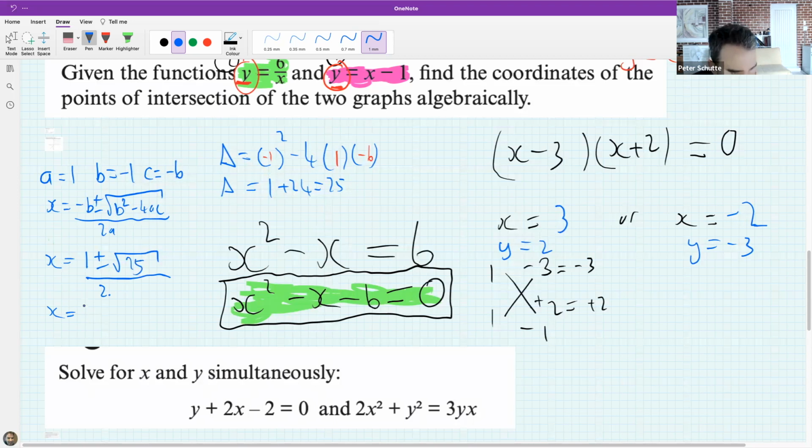So x would be equal to 1 plus the square root of 25 over 2, so 1 plus 5 over 2, or x is 1 minus 5 over 2. And so x would be 3, or x would be minus 4 over 2, or minus 2. Which, good news for me, is the same answer using whatever method we did before.